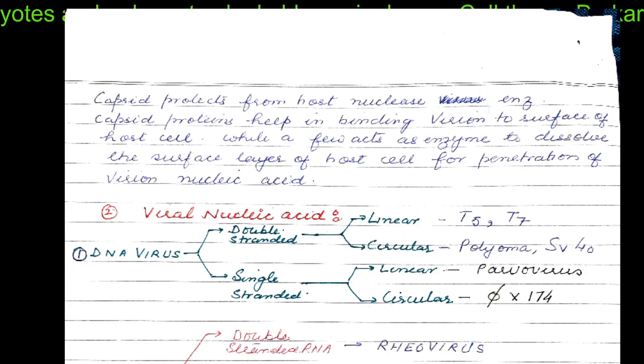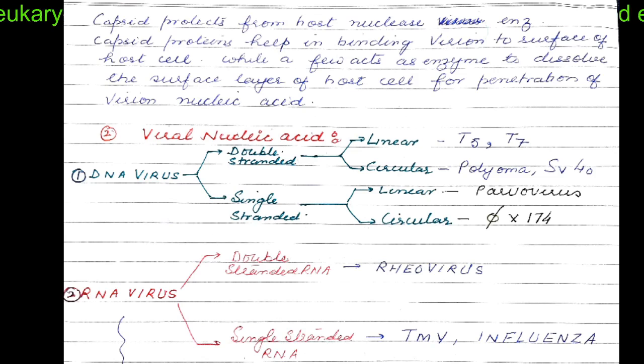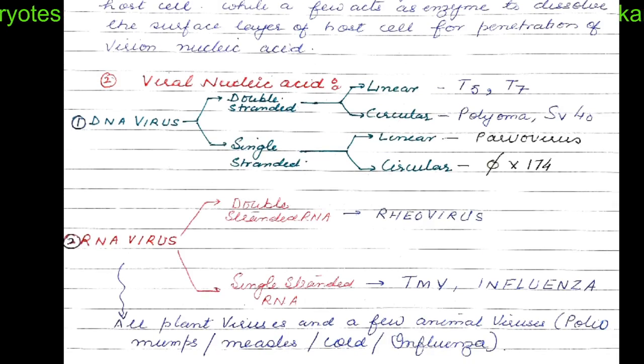It has another property that it acts as enzymes to dissolve the surface layer of the host cell for penetration of the virus, or penetration of the nucleic acid inside the host cell. Viruses have different kinds of nucleic acid. DNA viruses have deoxyribose nucleic acid, which may be double-stranded or single-stranded. The double-stranded can be linear or circular. Like T5 and T7 viruses, they have linear double-stranded DNA, and circular double-stranded DNA is found in polyoma and SV40.